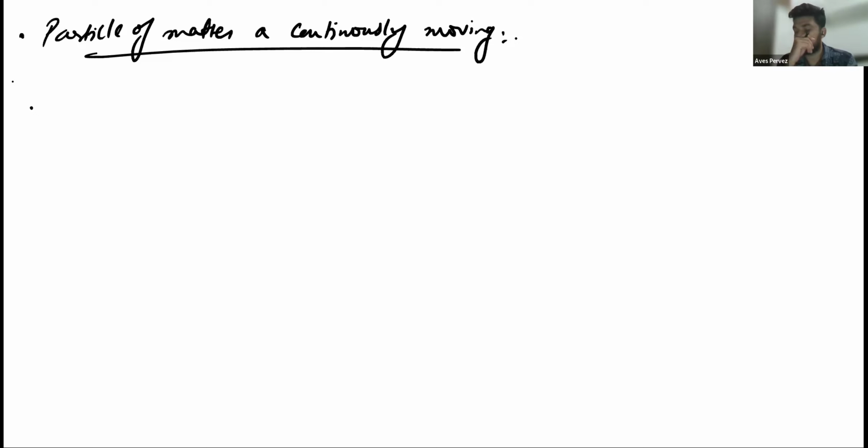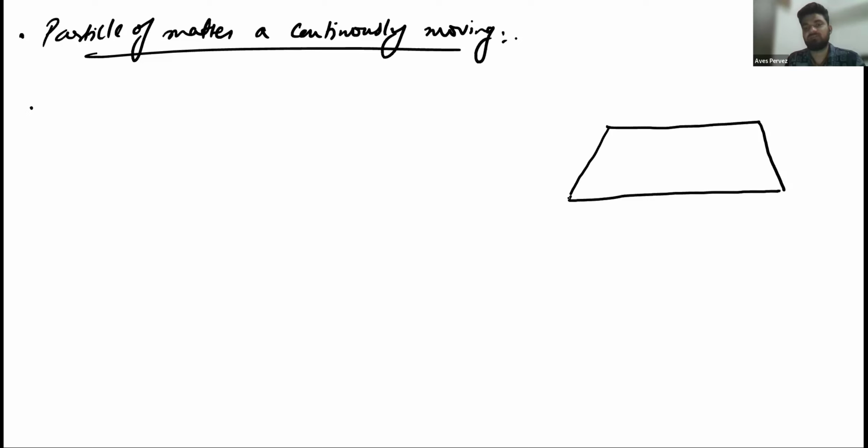They keep on moving. If you are in the kitchen. Due to kinetic energy. Yes, but I'm not asking why it is moving. I'm asking, how can you prove that particles of matter are continuously moving? I will stop proving it. Wow, what a nice answer.